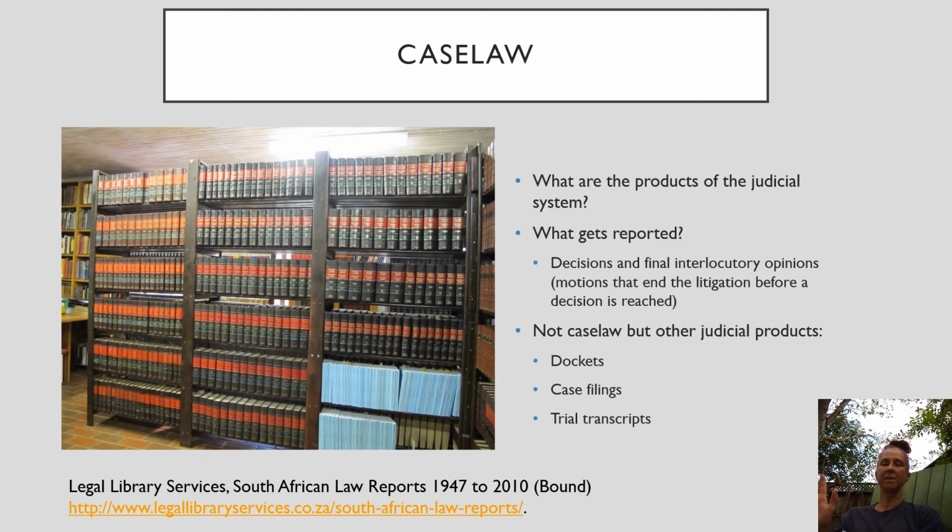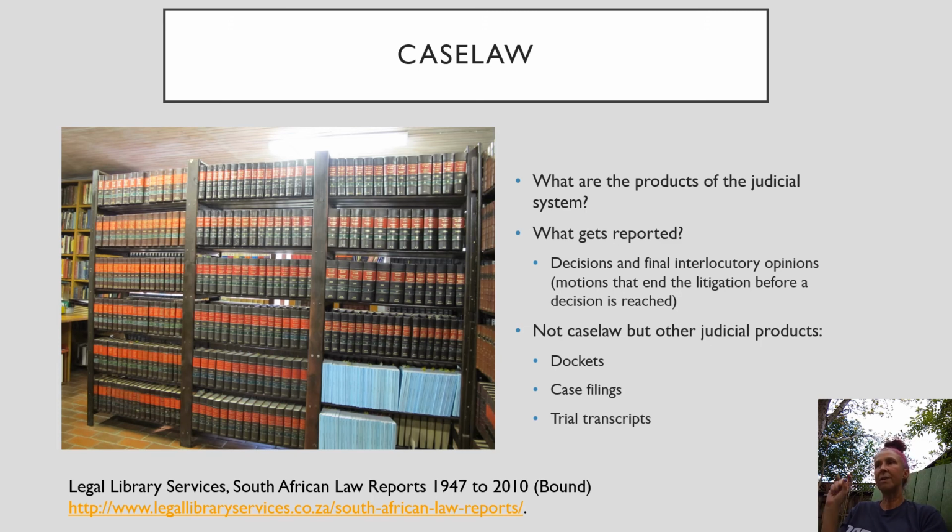So what are the products of the judicial system? There's that end product, right? That's what gets reported. Okay, so those are decisions, the final decisions, and then what's called final interlocutory opinions. I heard this term and I knew what it meant, but I could never define it. And finally, I was like, okay, what's the definition? I think I looked it up.